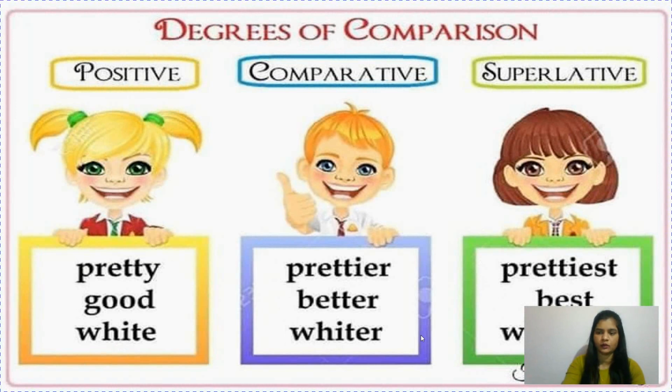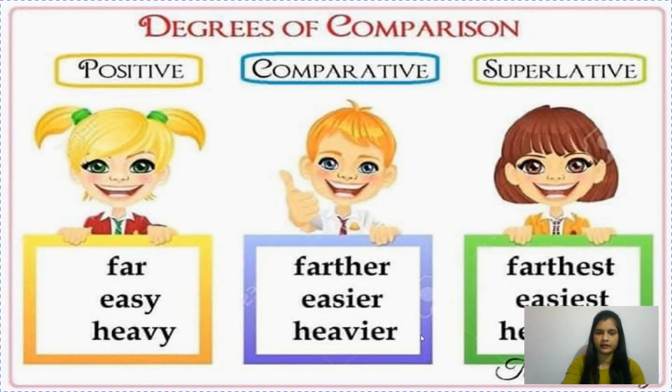White, whiter, whitest. Far, farther, farthest. Children, here you have to notice that we can also write further and furthest. Fine. We will see in other examples.